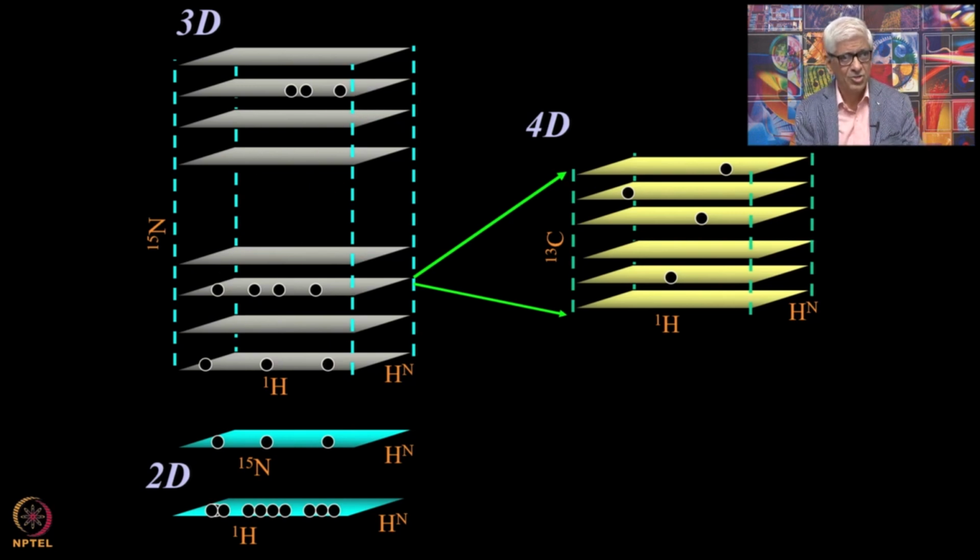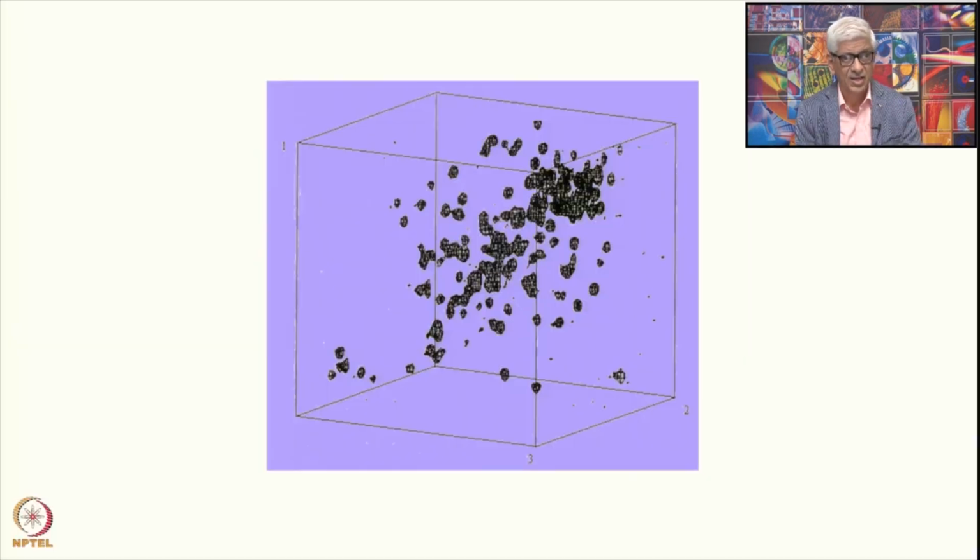Now if you need further resolution, you can make use of the carbon 13 here, then of course you will go into the 4D experiment, and this will be quite a substantial thing to do. Now if you want to do carbon 13, then you will have to have carbon 13 labeling as well. This also can be done using bacteria and carbon 13 labeled glucose, and you will get C13 N15 labeled protein. Here is a typical example of a 3-dimensional spectrum.